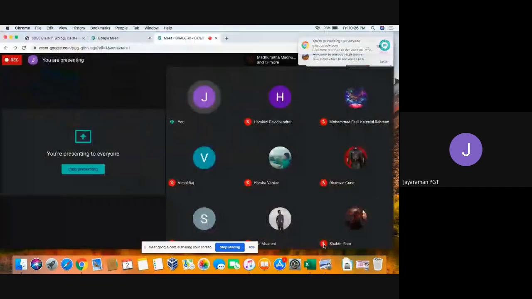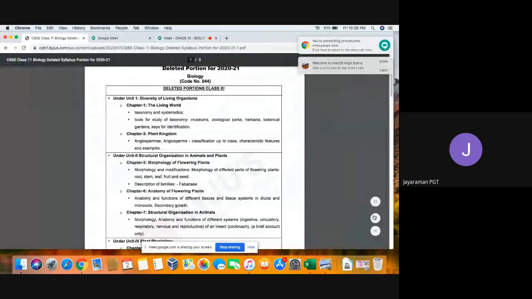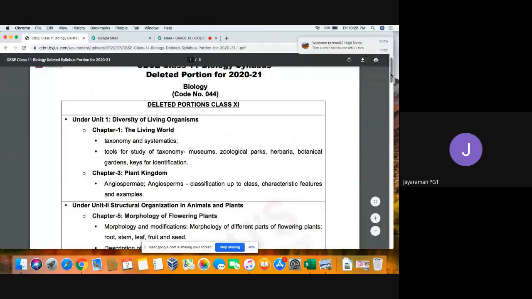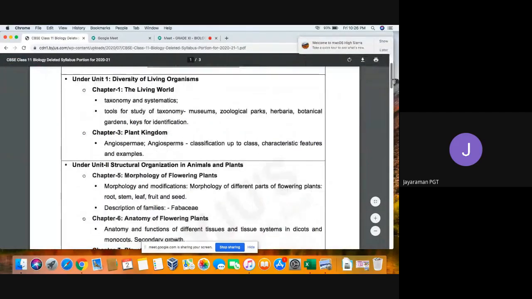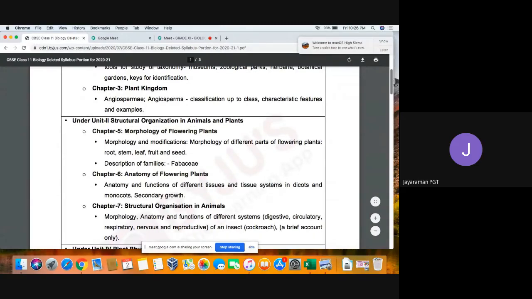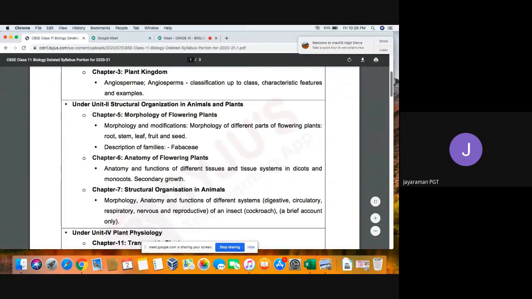So many portions are deleted. You see the deleted portions are marked somewhere here. These are the parts deleted. First chapter is deleted, the living world. And under the plant kingdom, angiosperm is deleted completely. These are the deleted parts, actually. Excluding these, we have the rest for the board exam. These are the topics no need to study for the board exam for this year only. And the current chapter: what we discussed so far, the morphology of flowering plants, morphology and modifications of different parts of a plant, root system completely removed, stem, leaf, fruit, seeds, all removed.